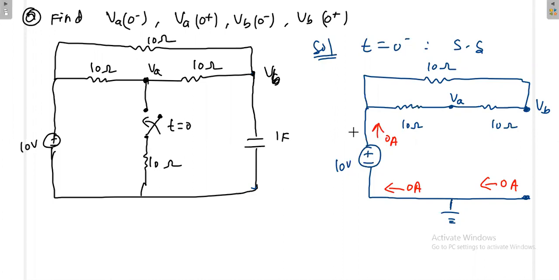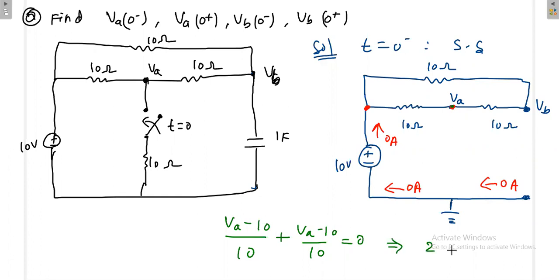But we know this thing because the current going here is 0 ampere. Now we'll apply the nodal equation at this point. At this node, what is the voltage VA? At this node, the voltage is 10 volt. Then you apply the nodal equation: current leaving from this junction is 0. What is the current leaving here? That is VA minus 10 divided by 10, and that is equal to 0. So again, you can simplify this.